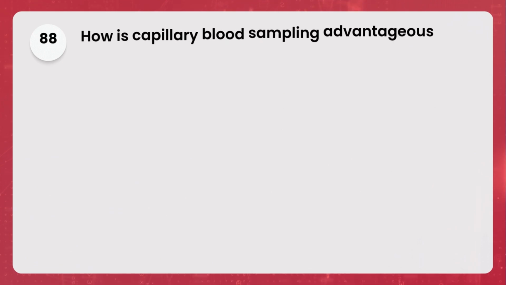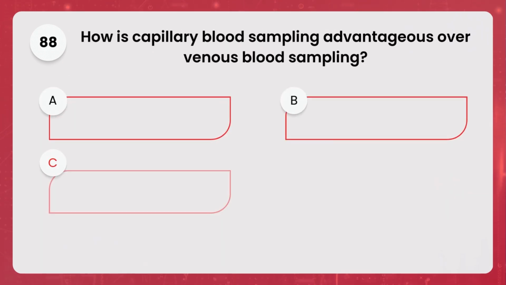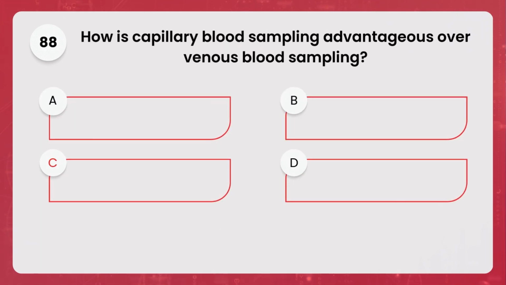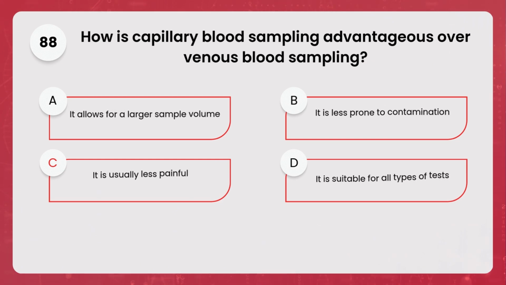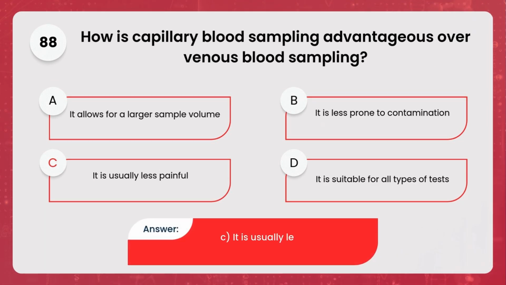Number 88. How is capillary blood sampling advantageous over venous blood sampling? A. It allows for a larger sample volume. B. It is less prone to contamination. C. It is usually less painful. And D. It is suitable for all types of tests. The answer is C. It is usually less painful.